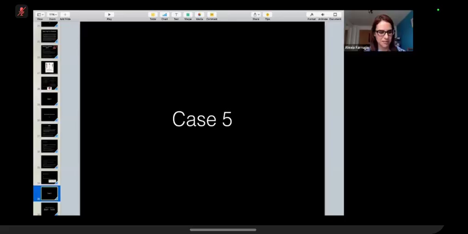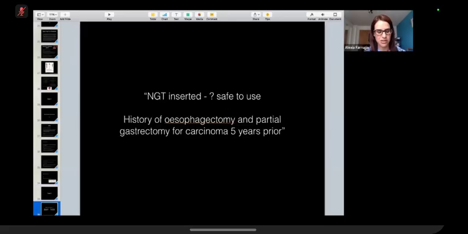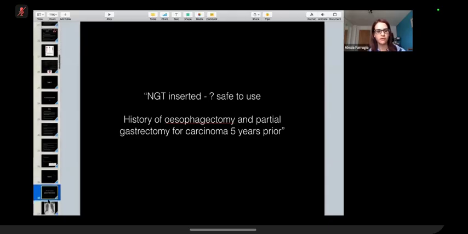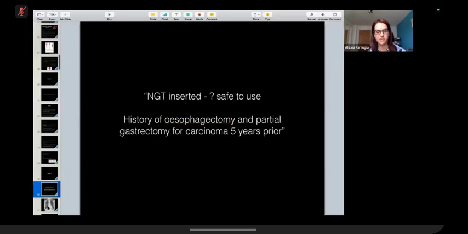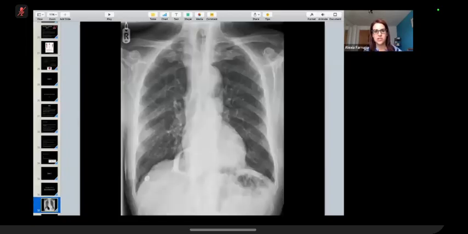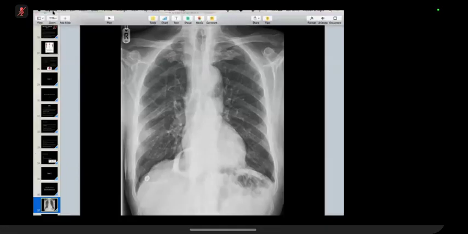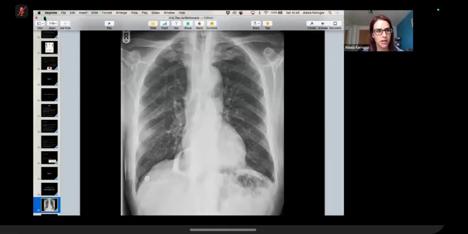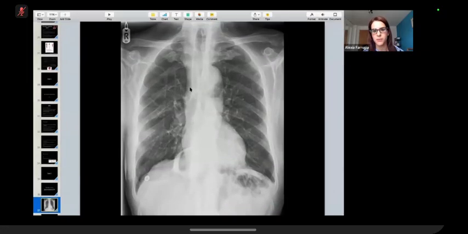So this is a case which I'll show you on the keynote. It's a patient who had an NG tube inserted, and the clinicians were wondering whether it's safe to use. So the patient had a chest X-ray, and there's a history of oesophagectomy and partial gastrectomy for carcinoma 5 years prior. So this is a chest X-ray. Whenever you're ready, have a look and let me know what you see.